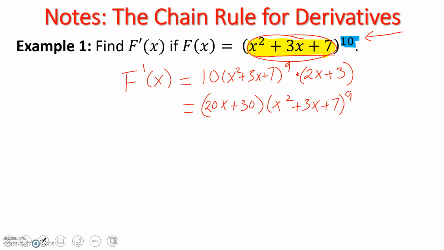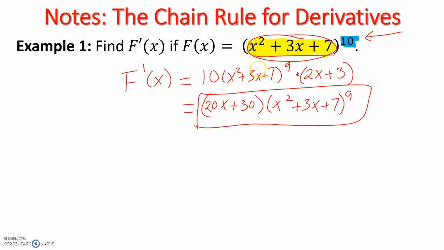to the 9th. Now the reason I made the decision to distribute the 10 to the 2x plus 3 is because it didn't have a power that was essentially trapping what was inside, right? So this 9th power prevents us from distributing the 10 into it because it doesn't have a 9th power. Now, in reality, we could leave the answer as is on that first line. It would also be correct.